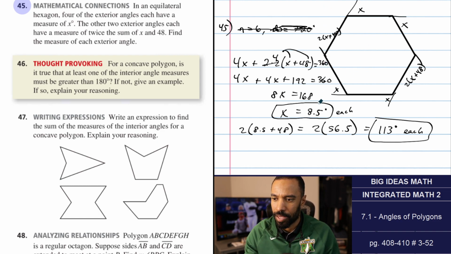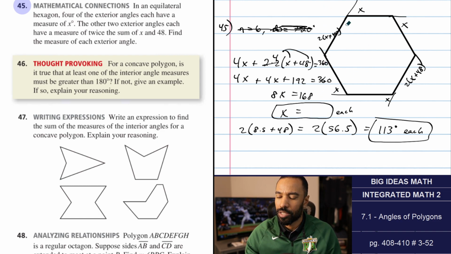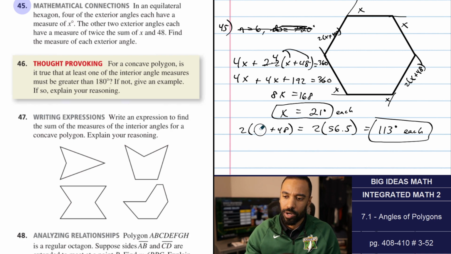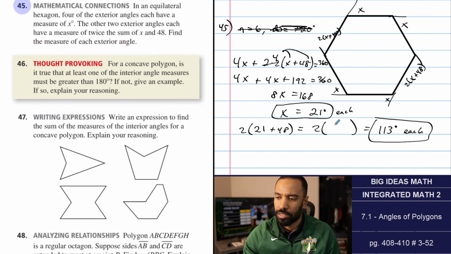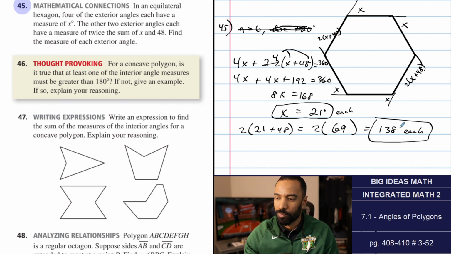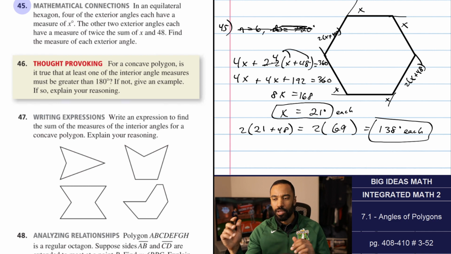Sorry, guys. I'm very slow to the punch here. Let's do that again. This is why I'm double checking all this. 21 degrees each here. 21 plus 48. See, this is why you need a calculator. 69. And therefore 138. Okay, let's see if that works.